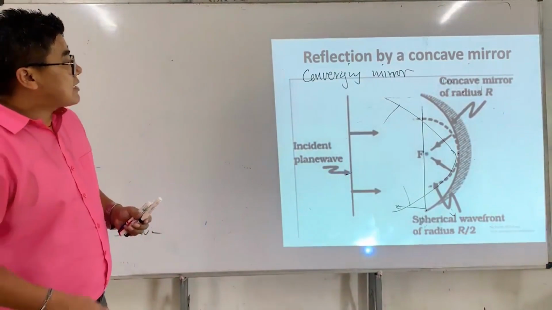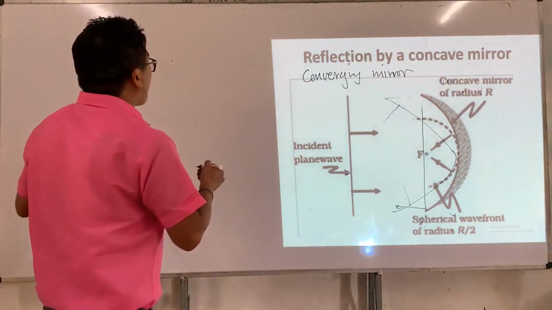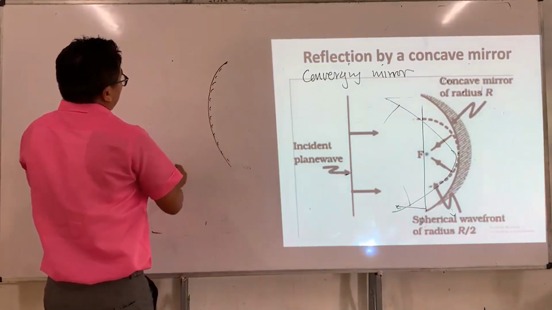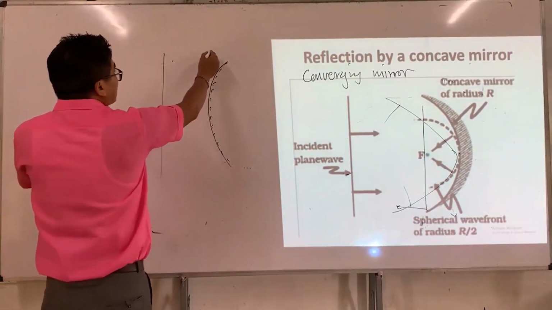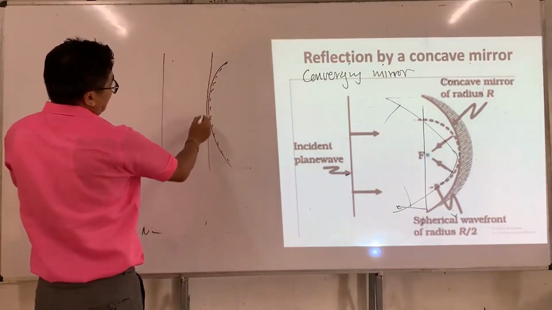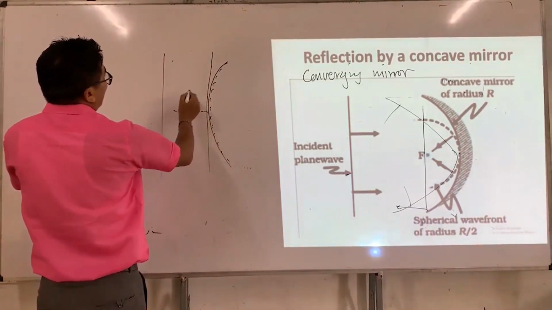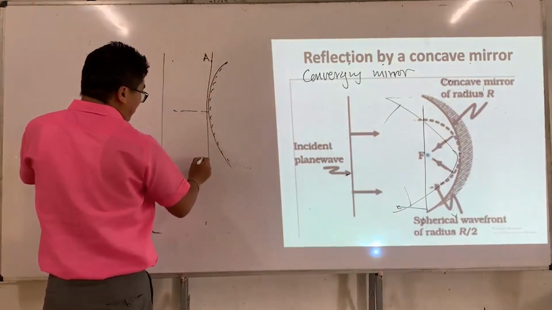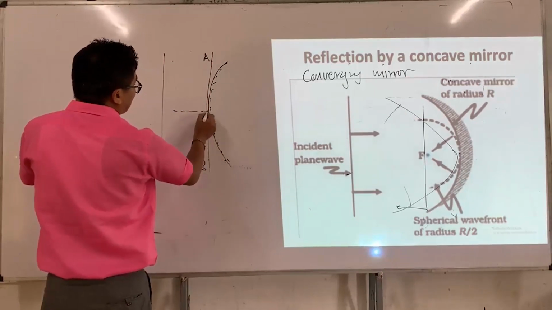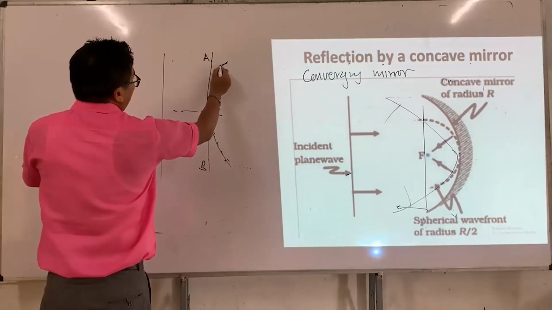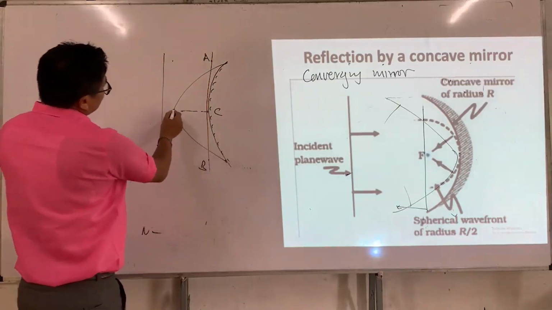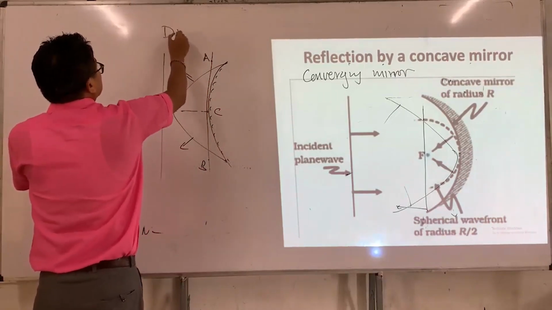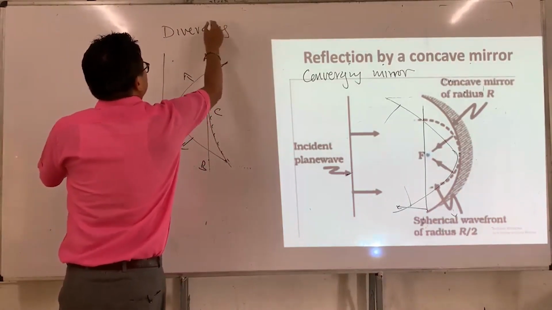And then what about reflection by a convex mirror? You can do this as a home assignment. Like this. This is the incident waveform. And then it is going to reflect. However, by the time light from side A and light from side B reach this point, light at C has already reached here. So this is how I am going to construct it. And this is what we call diverging in nature.